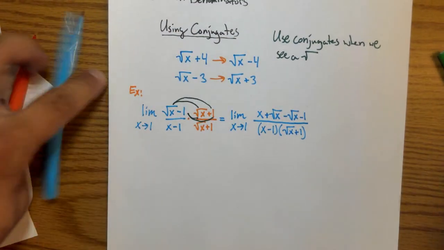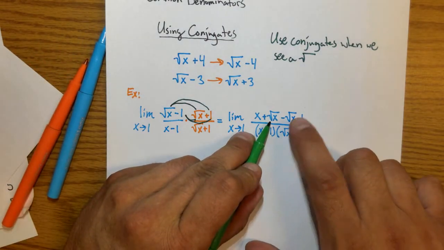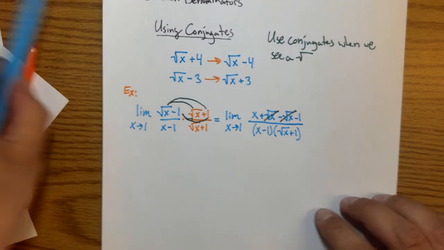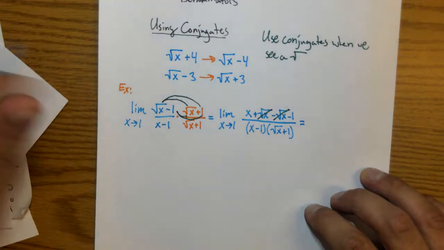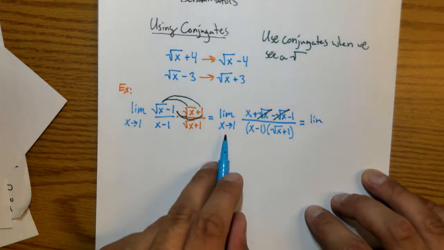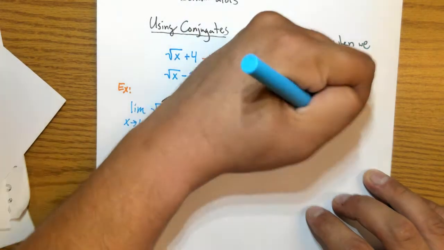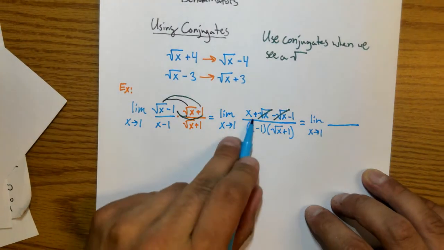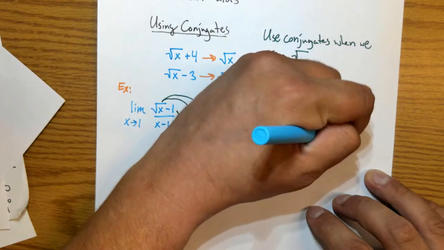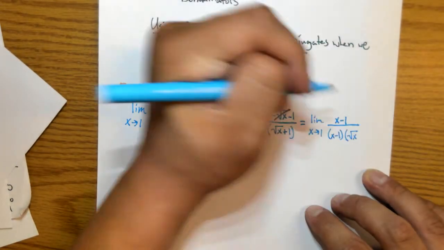Well, you might notice something on the top. If you notice, this positive square root of x and the negative square root of x, those will cancel each other out. So really, all we're left with here is the limit, and I know you have to write this every time until you start evaluating the limit. So the limit as x approaches 1 of x minus 1 divided by x minus 1 times the square root of x plus 1.